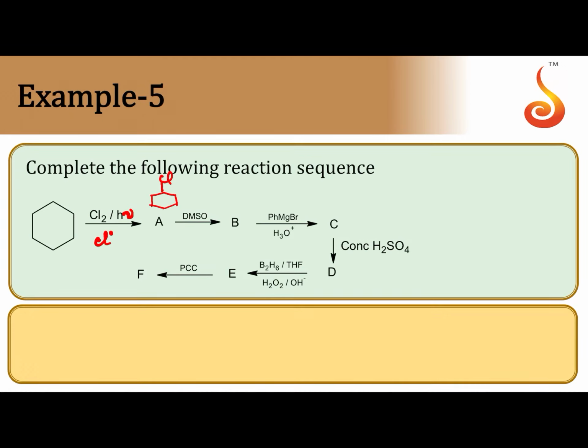Chlorocyclohexane is produced. When chlorocyclohexane is heated with dimethyl sulfoxide, DMSO, oxygen comes out. This is not the mechanism, just for understanding purpose. H and Cl attached to the same carbon are removed by oxygen. We can get cyclohexanone. B is nothing but cyclohexanone.